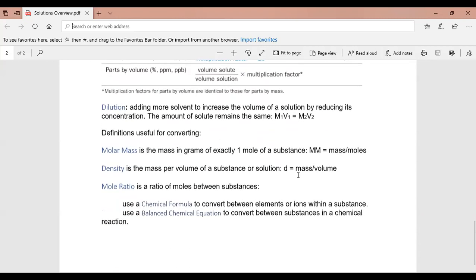On the bottom of this overview, it has some things that are important to review from previous chapters, because these are concepts that we'll be continuing to use as we do problem solving and conversions in this chapter.